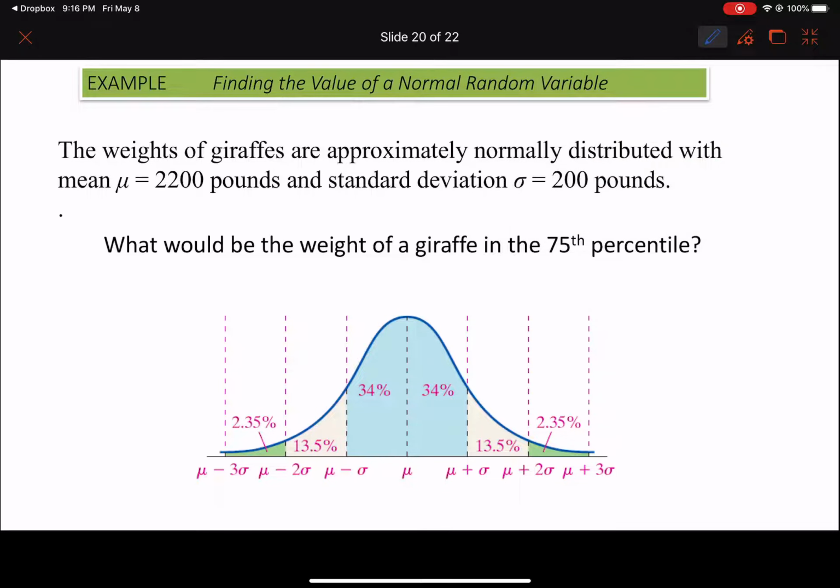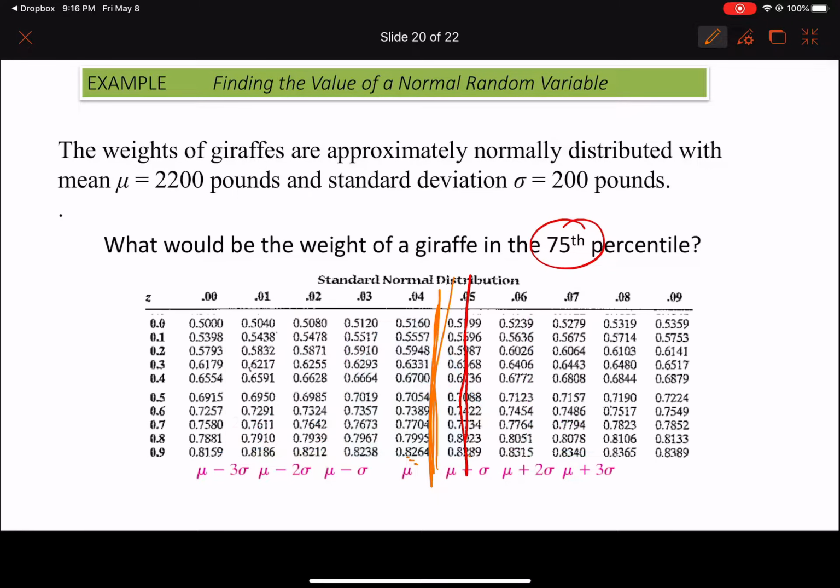All right, so I hope you did it on your own. I hope you were successful. So, 75th percentile. Remember, we figured out that this right here was 84. So we know that the 75th percentile is going to be somewhere in here, somewhere between 0 and 1 for my z-score.